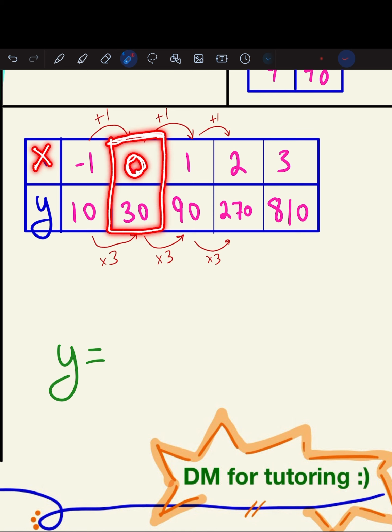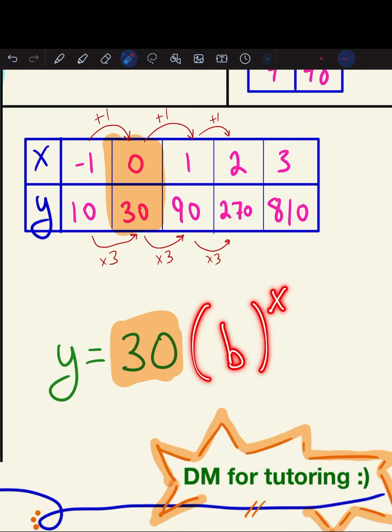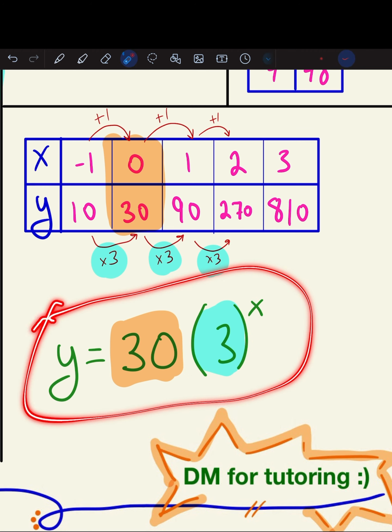So in this case, when our x is 0, the y is 30, and so our a is 30. Remember, your b is the one that gets the exponent, and it's the growth or decay factor, what you're multiplying or dividing by each time. In this case, because we're multiplying by 3, our b to the x would be 3 to the x. And there you go. That's how you turn it into an equation.